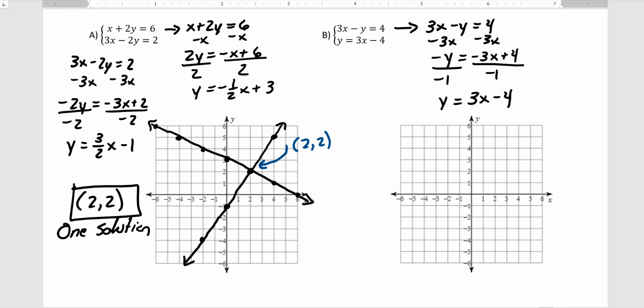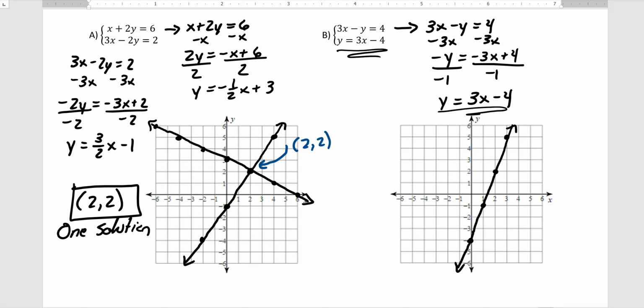So y-intercept of negative 4, a slope of 3. So up 3, right 1, up 3, right 1, up 3, right 1. Connect my dots. Yes. Beautiful. And that's my first. Oh, look at my second equation. y equals 3x minus 4.